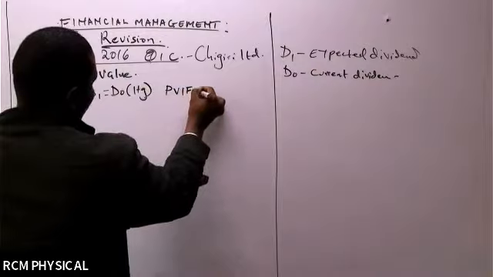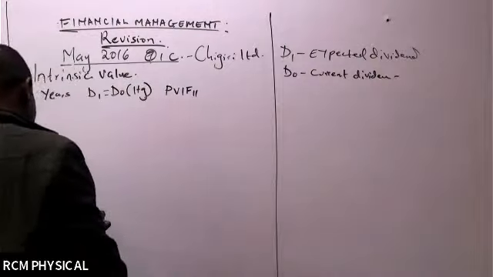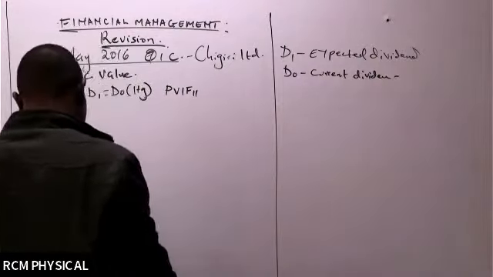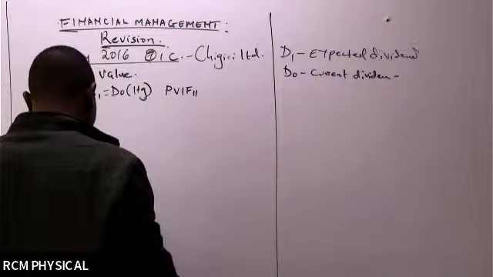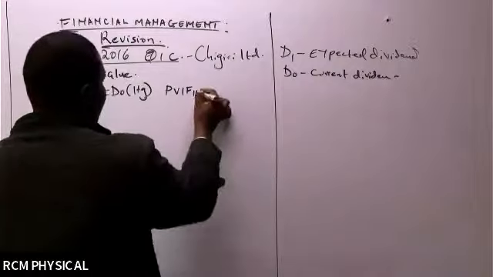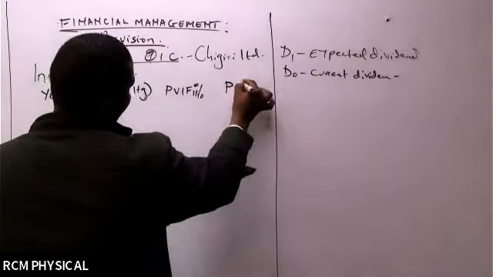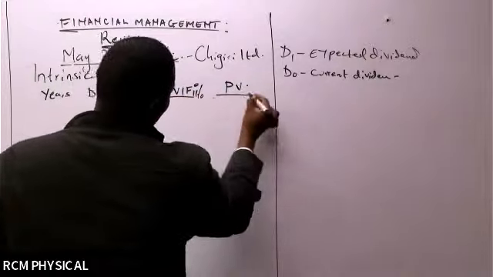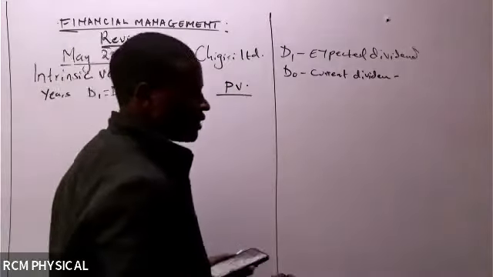We shall be discounting using which percentage? The cost of capital, 11%. Okay, we get the present value. Of course, the summation of that will give us the intrinsic value.